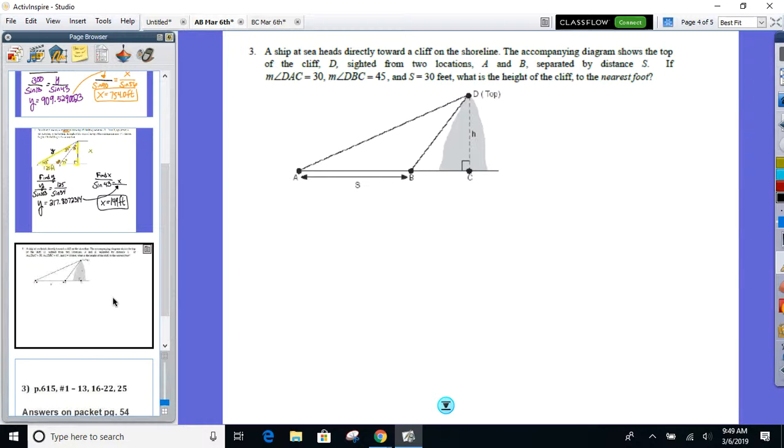Figure out a side you can find first. Find that side and then say, how can I use it to find my final answer? Don't round in the middle, though.